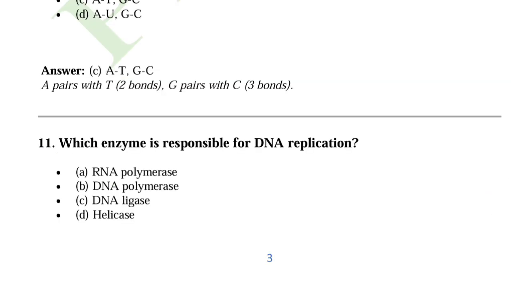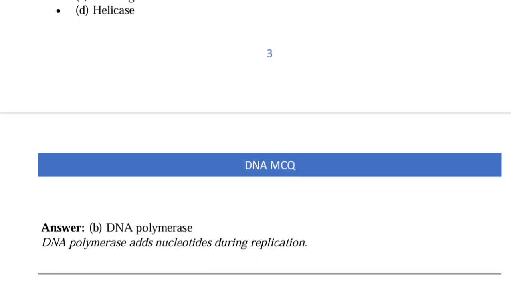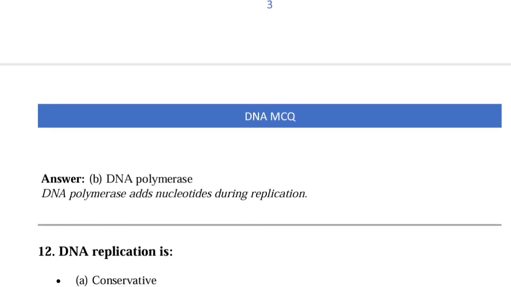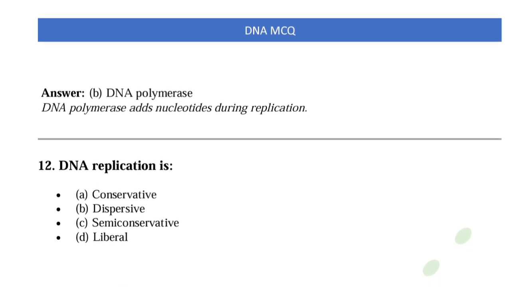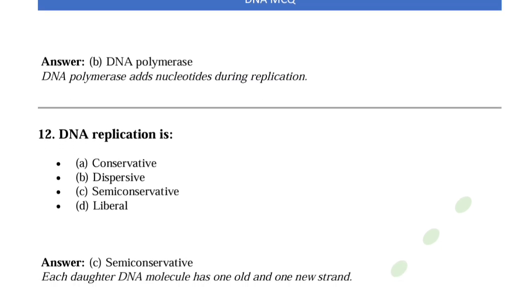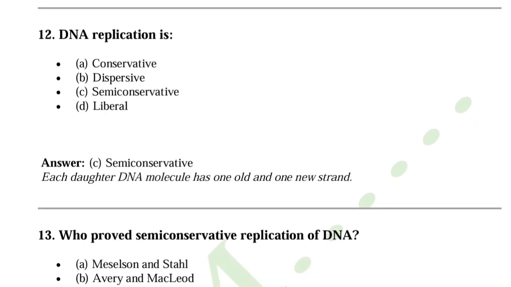Which enzyme is responsible for DNA replication? So DNA polymerase is the right answer. Option B is the correct answer because DNA polymerase adds nucleotides during replication. Question number 12, DNA replication is. So DNA replication is a semi-conservative process because the parent DNA unwinds to form complementary pairs of 2 helices. Okay, each daughter DNA molecule has one old and one new strand of DNA.